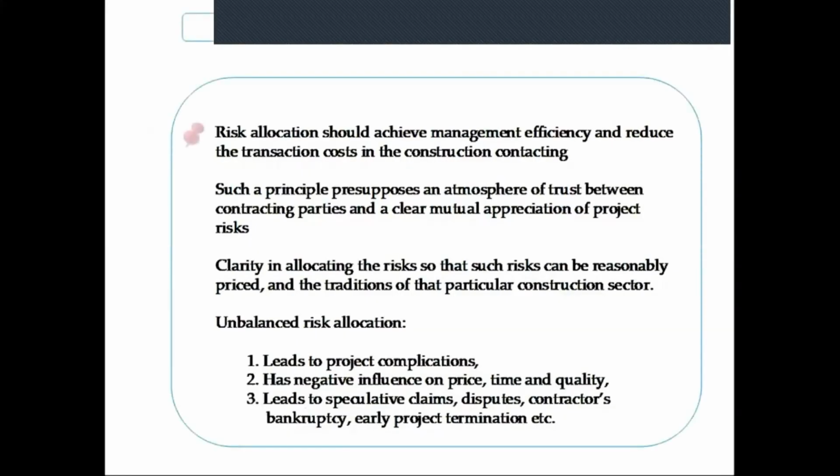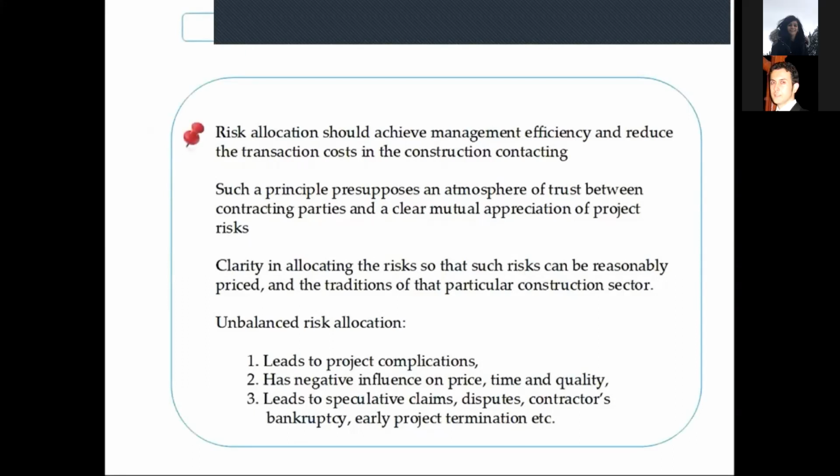So, risk allocation should achieve management efficiency and reduce the transaction costs in the construction contracting, because we see the stakeholders. There should be only one or a combination of these stakeholders affected by the risk induced by the climatic conditions. Such a principle presupposes an atmosphere of trust between contracting parties and a clear mutual appreciation of project risks. Clarity in allocating the risk.